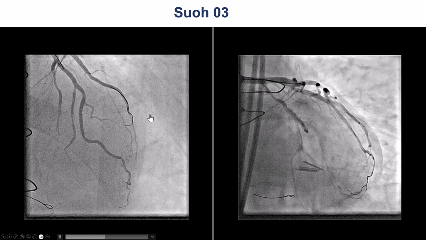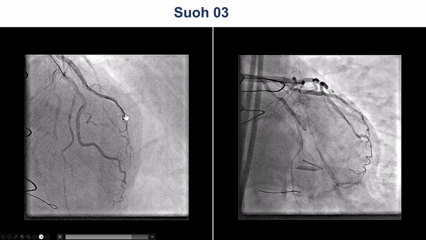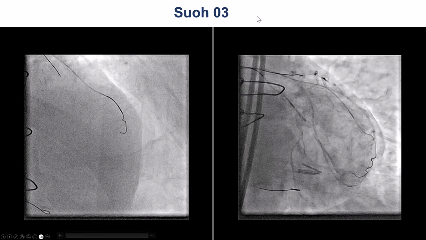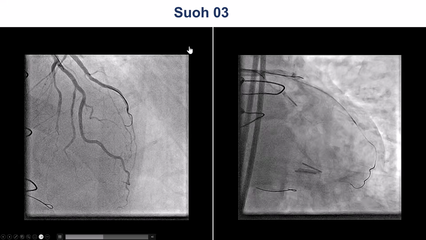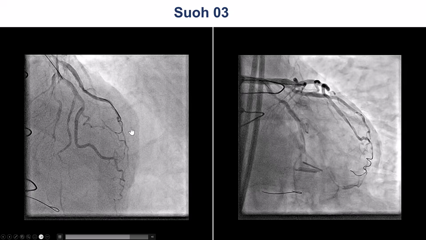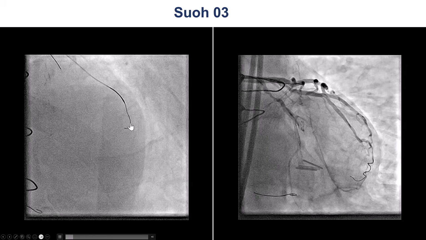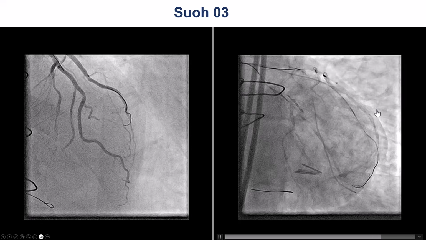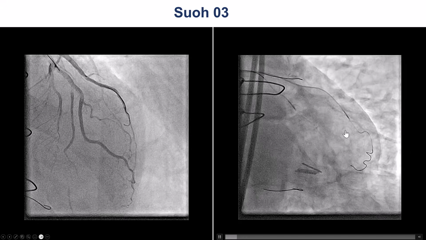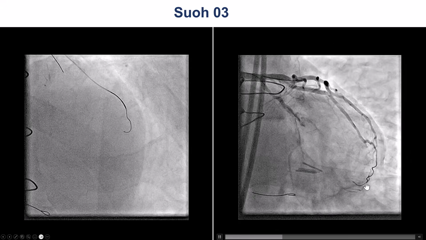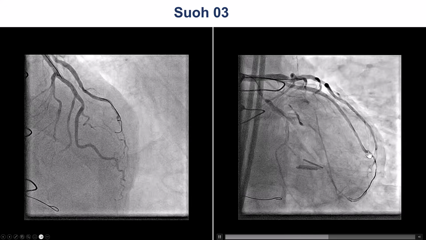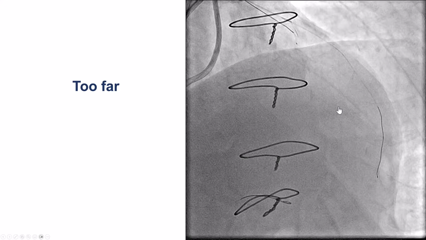For trying to cross those collaterals, the wire of choice is the Suoh 03, which is a 0.3 gram wire. It's very soft, atraumatic, and less likely to cause dissection or perforation. Of course, here it was challenging to get into the collateral. Here we took a different course, going into a different branch, not into the collateral going to the obtuse marginal.